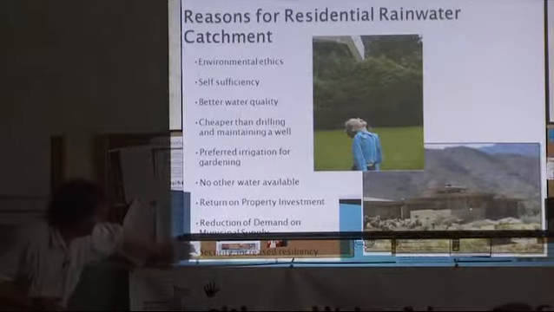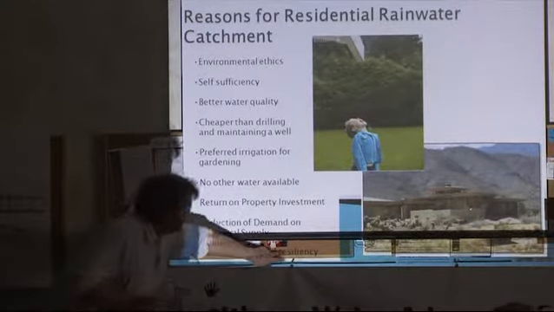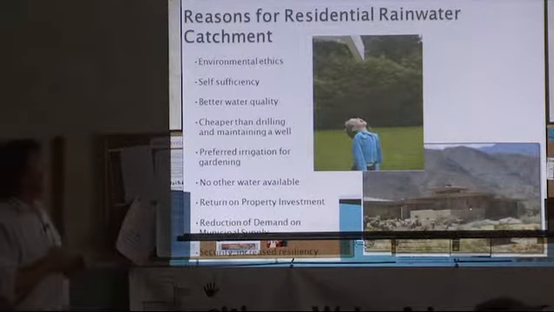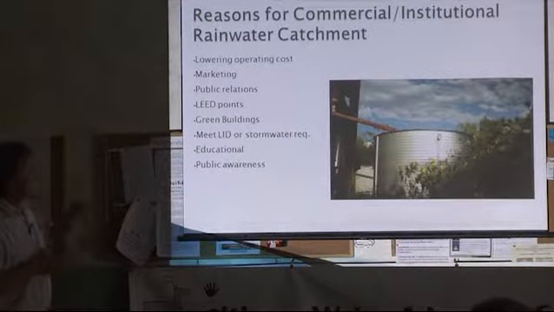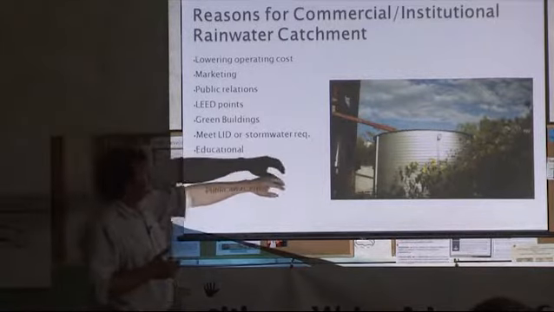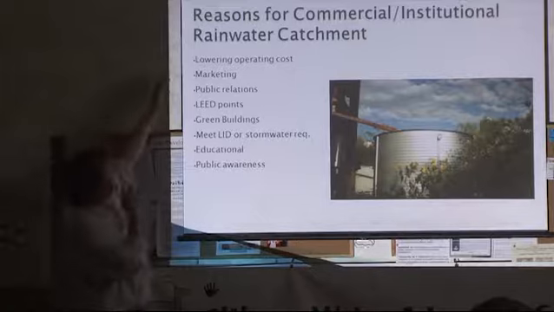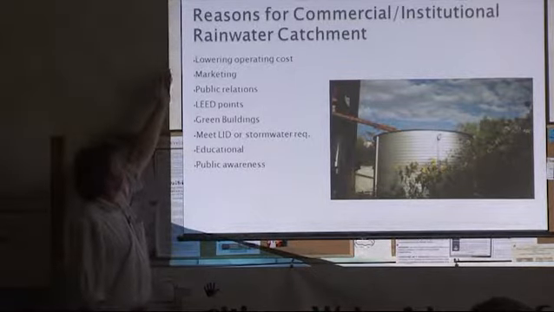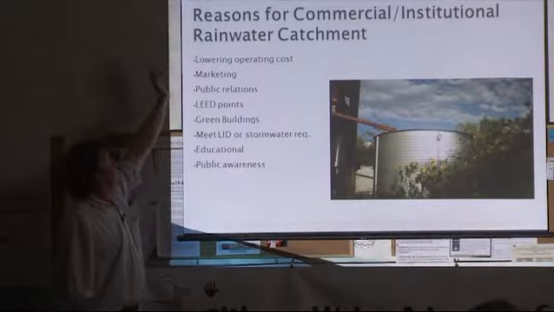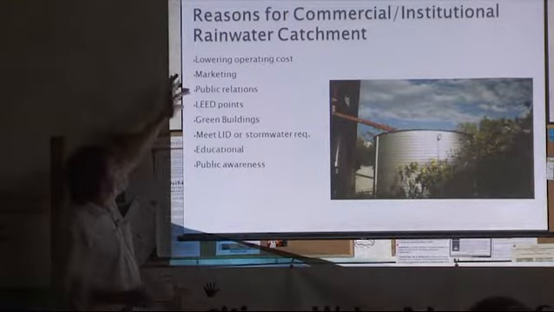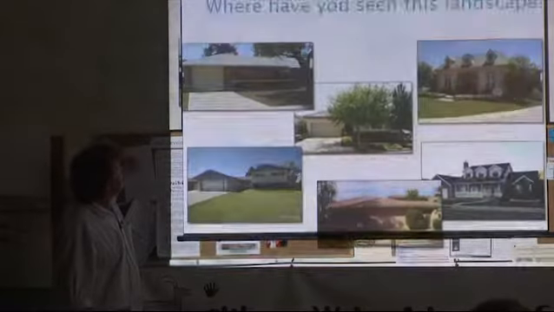Reduction of demand on municipal supply, and security, and increased resiliency so that you're not stuck if the infrastructure fails or something goes wrong. Okay, now commercial reasons. That was residential. This is a system put together at Prescott College. This is just for gardening. And so here's their reasoning, it's a little bit different. Most commercial folks think of it as an investment, lower operating cost, good for marketing, showing how green we are, public relations.